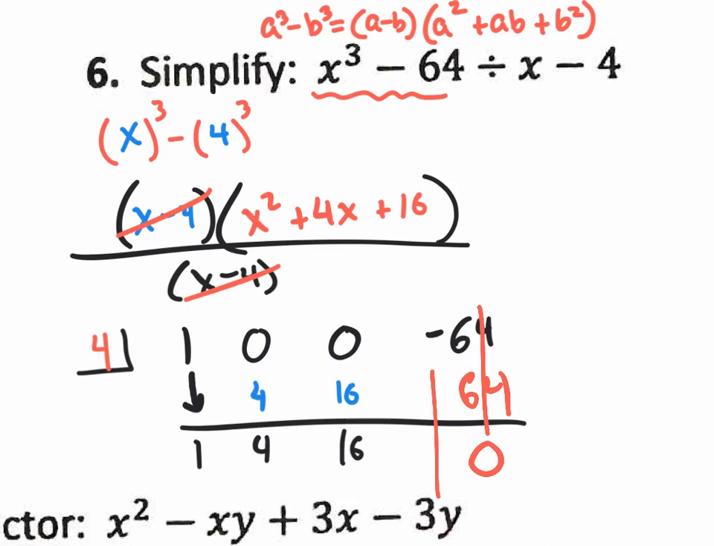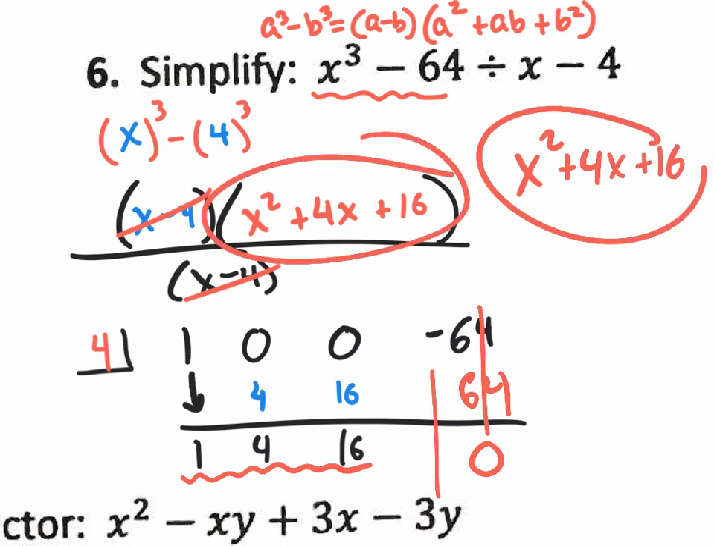So this right here is our answer. How are we going to write it? As a quadratic trinomial, x squared plus 4x plus 16. Same exact answer, just done with two completely different methods. One using the difference of two cubes formula, the other one actually dividing with synthetic division. And technically, there's a third way of doing it with long division, but that's lame. Let's not do that.